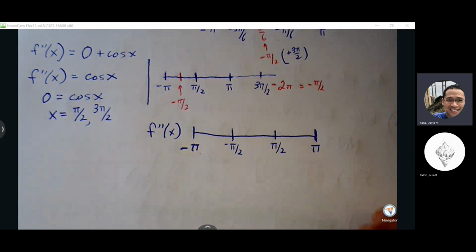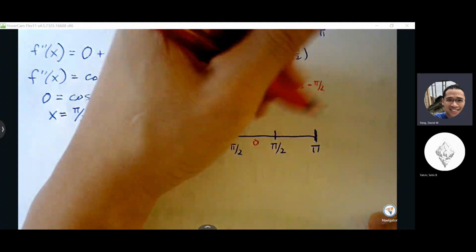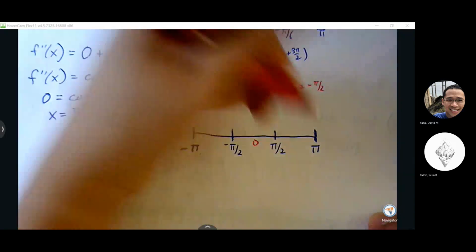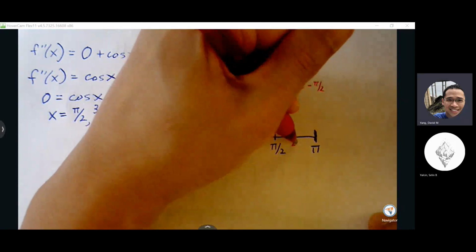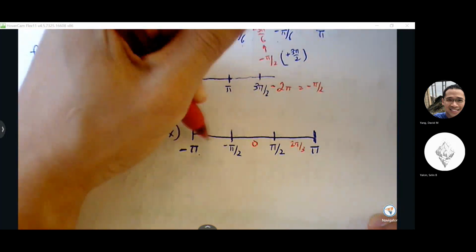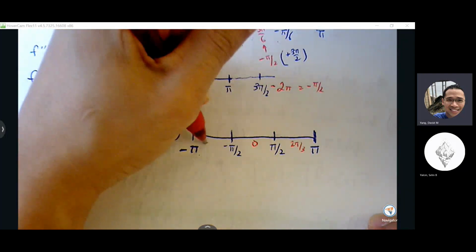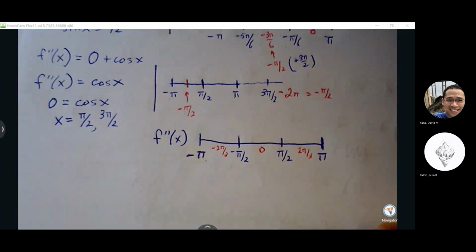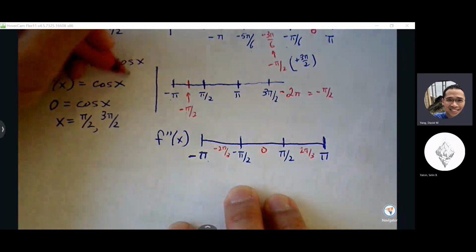Okay, so let's find some values to test here. I can test 0. Between pi over 2 and pi, I can choose, let's say, 2 pi over 3. Between negative pi over 2 and negative pi, I'll choose negative 2 pi over 3. Okay, so I'm going to test against my second derivative function here.